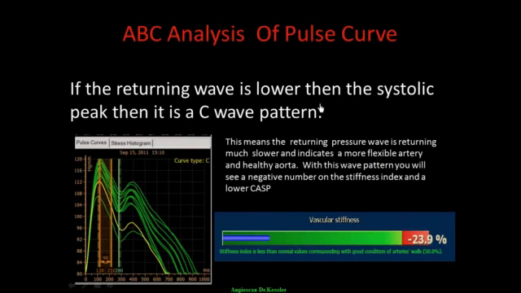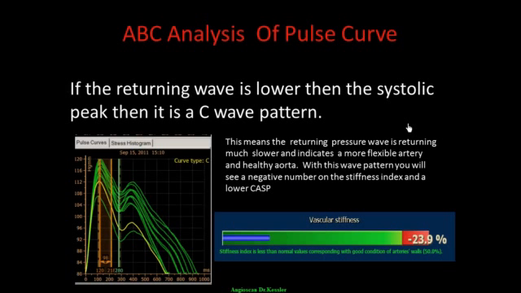If the returning wave is lower than this systolic peak, then it is a C wave pattern. So here, we follow this curve, you see this curve going up and down, this wave pattern, and this is right at the peak of it. That's the systolic peak. This is the returning wave right here, as we're going up. This means the returning pressure wave is returning much slower and indicates a more flexible artery and a healthy aorta.